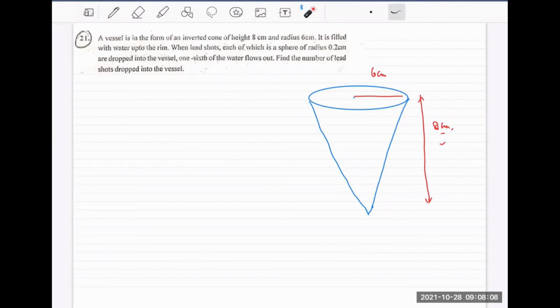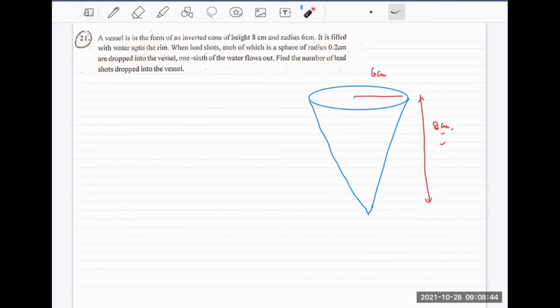Okay, question wants to know, find the number of lead shots dropped into the vessel. If we drop lead shots, so many lead shots, then all the water can flow out. If we fill the whole cone up to the brim with lead shots, then most of the water is going to flow out. But how much water has flown out according to the question? 1/6 of the water has flown out. So question wants to know how many lead shots we drop into the vessel.